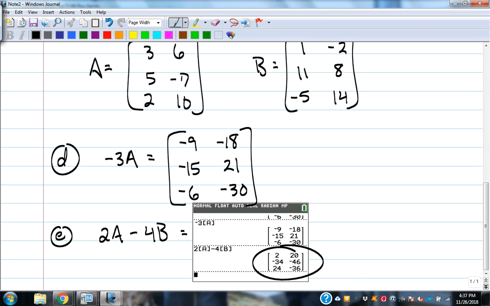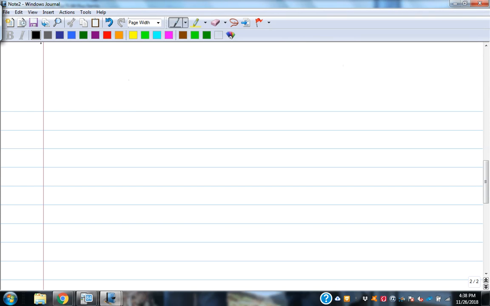220, -34, -46, 24, -36. Doubling everything in A and subtracting away 4 times everything that was in B. That really, really simple idea of scalar multiplication. Okay. All right. Next thing is, we've done addition, we've done subtraction, we've done scalar multiplication. The next thing is multiplying matrices.